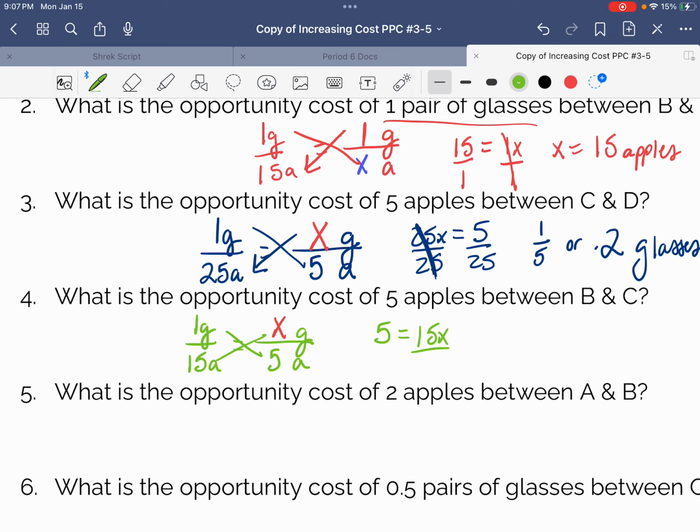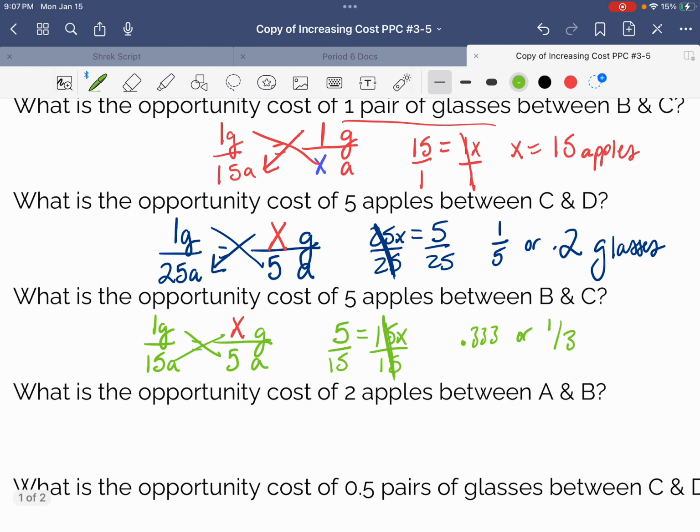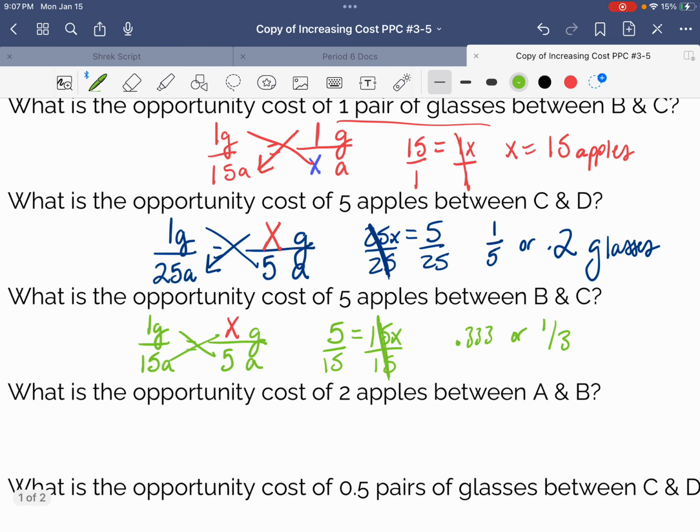I divide by what is next to the variable to get it alone. What I divide on one side, I must divide on the other. I cross out. 15 divided by 15 becomes an invisible 1. 5 divided by 15 you could put in your calculator. It will spit out that is, I believe, 0.333. Or you could simplify it to be 1/3, and that is 5 apples. They asked us to make 5 more apples, so we can't make 1/3 of a pair of glasses.